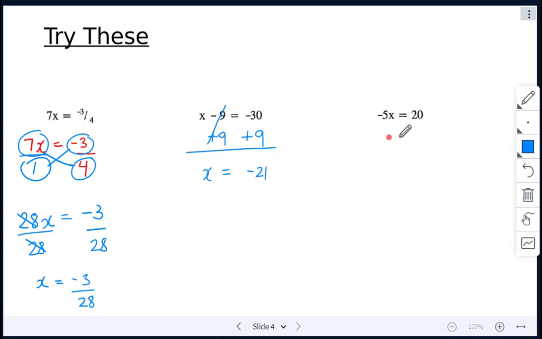Here we have negative 5x equals 20. This means negative 5 is being multiplied to x. So we have to divide by negative 5. Divide by negative 5 on both sides. And that will leave me with x is equal to negative 4.